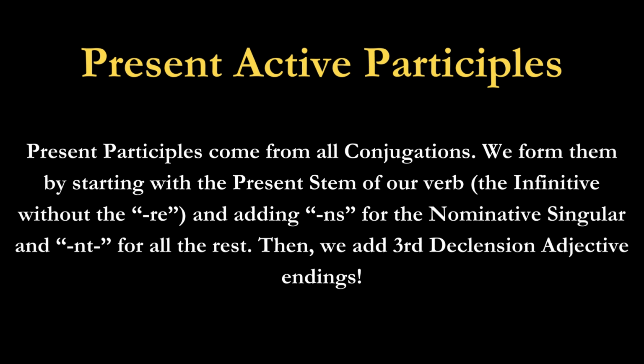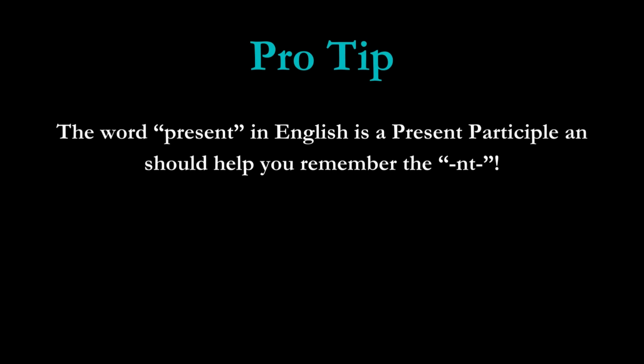So it's just taking the present stem, the infinitive without the RE, and you add NS if it's nominative singular, NT for everything else. For everything except nominative singular, you add on third declension adjective endings, okay? And as a little pro tip, I'm not the first one to invent this or say this, but it is a good tip.